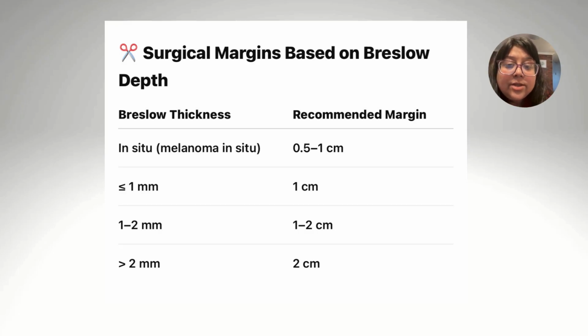Surgical margins based on Breslow depth. If there is melanoma in situ, the recommended margin is 0.5 to 1 centimeter. If it is less than or equal to 1 millimeter, then the recommended margin is 1 centimeter. If the Breslow thickness is 1 to 2 millimeter, then the recommended margin is 1 to 2 centimeter. And if it is more than 2 millimeter, then 2 centimeter.